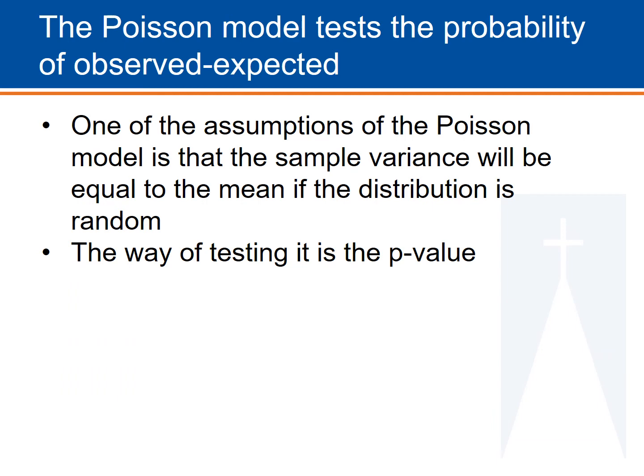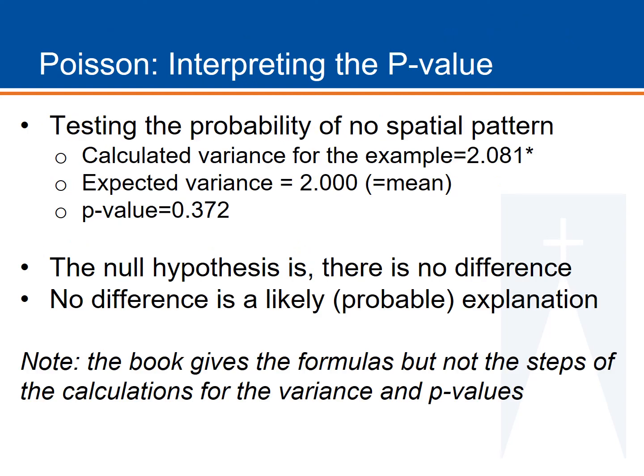Ultimately, the Poisson is another type of chi-square, comparing the observed and expected. We expect that if the hits are at random, the sample variance will be the same as the mean. Finally, in reading the literature, or if you ever use Poisson regression, you can interpret the p-value of the Poisson regression as testing the probability of no spatial pattern.